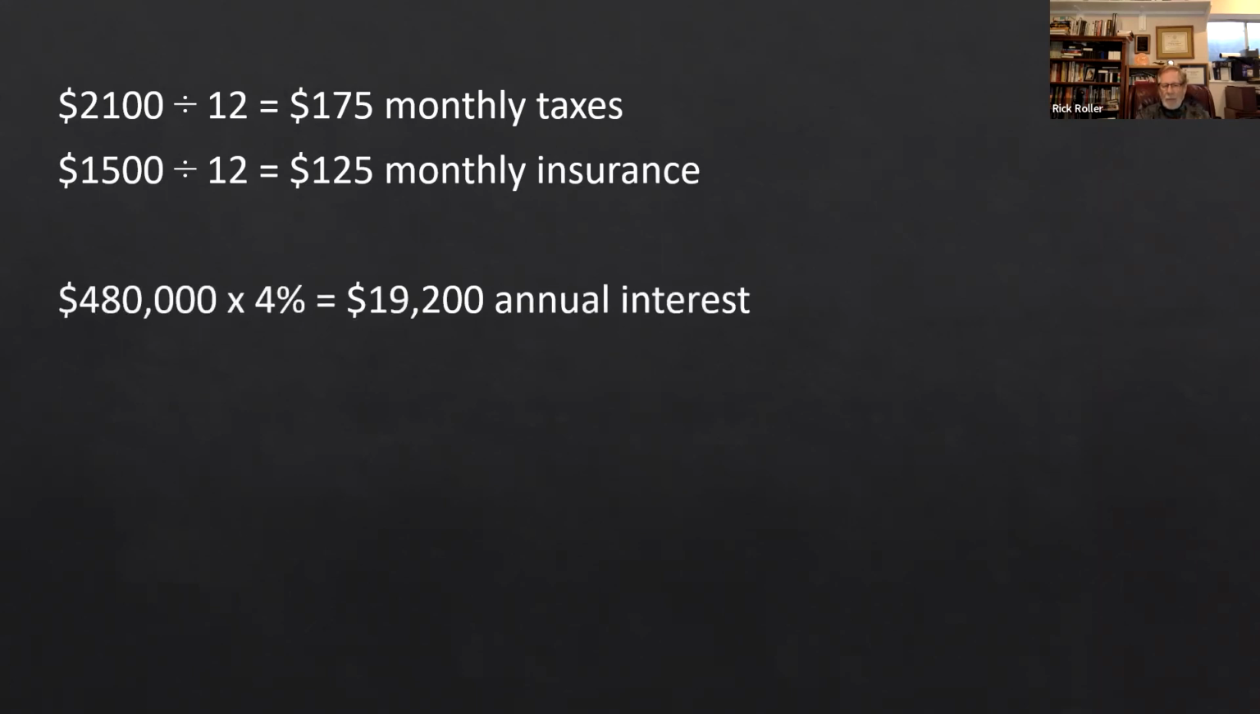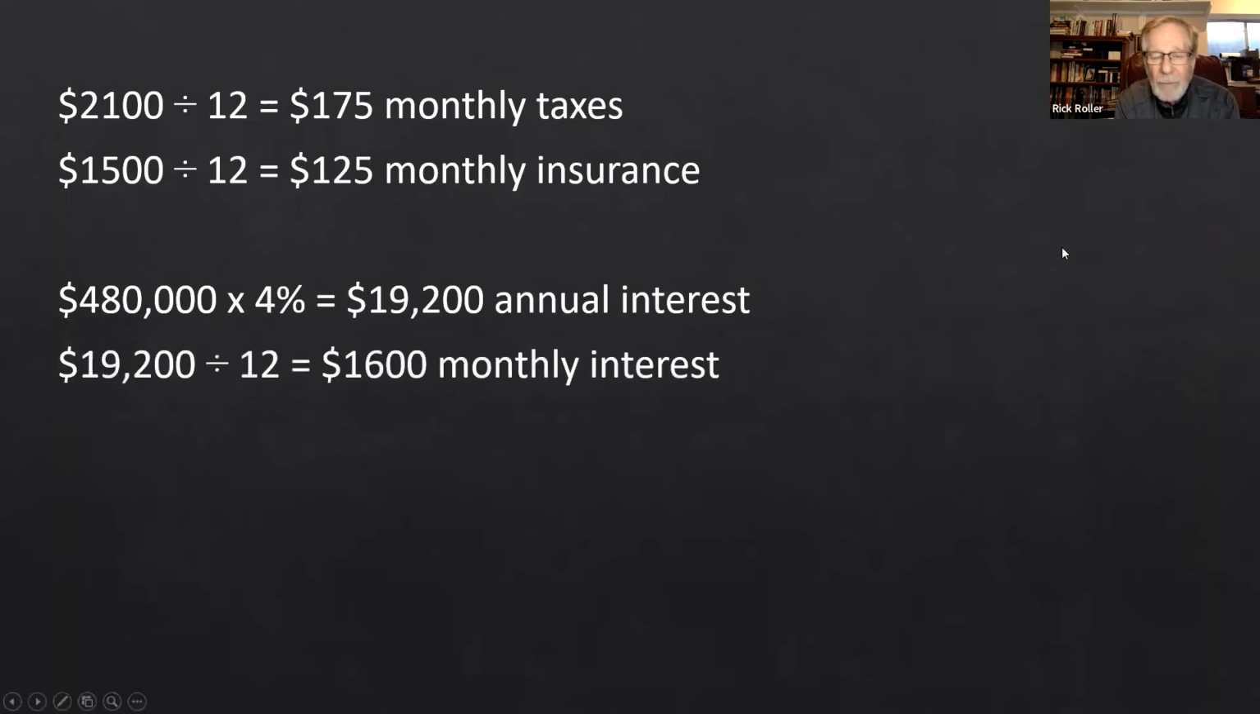Now let's figure out what the interest was that they paid. Well, if it's a $480,000 loan, 4% interest, the annual interest due is $19,200 in interest. But we're not paying an annual payment, we're paying a monthly payment. So what do you think we need to do again? We need to take the 19.2 and divide it by what, folks? Keep going. By 12, right.